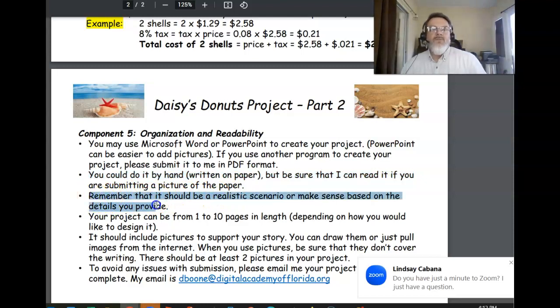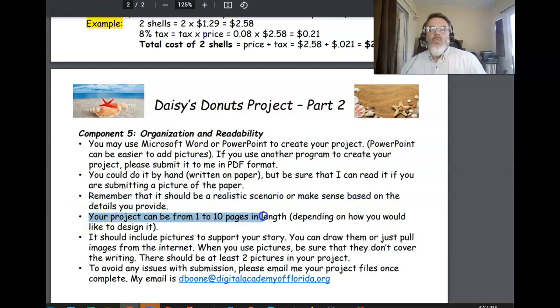A couple tips again. Remember, it should be a realistic scenario. Your project can be anywhere from 1 to 10 pages. You could easily do this on 1 or 2 pages. If you want to get real fancy with like a PowerPoint, you want to do 10 pages, that's fine. I don't really want it any longer than that. It should include at least a couple pictures. You can find those pictures online. It doesn't have to be like a real picture. It can be a picture that you find of other people doing things, and that's fine too.